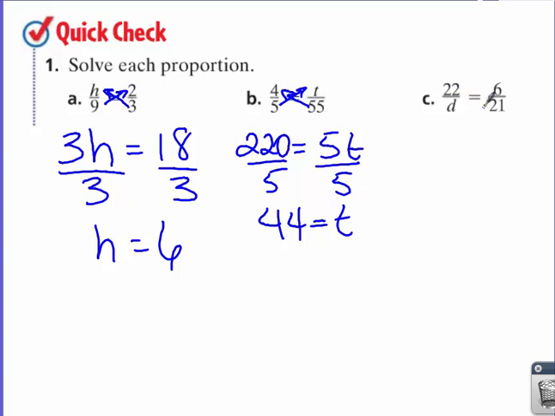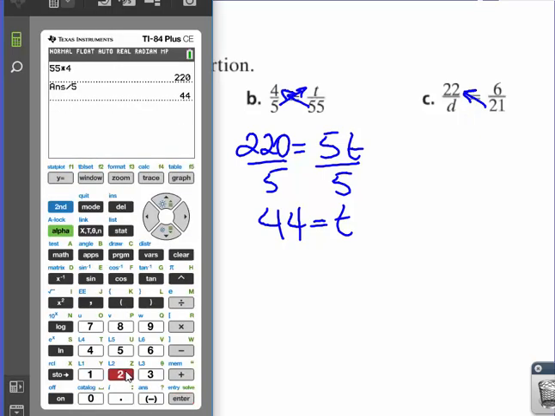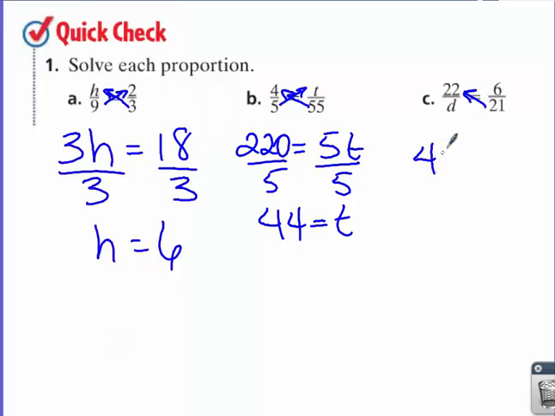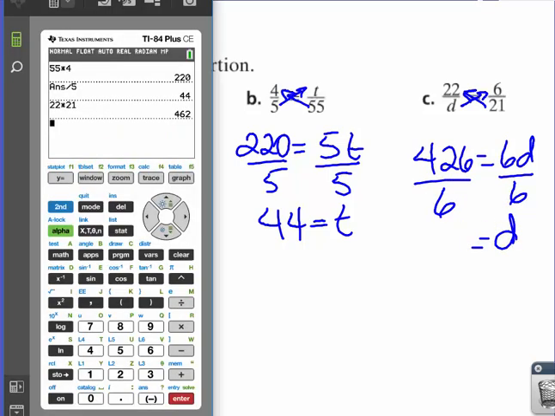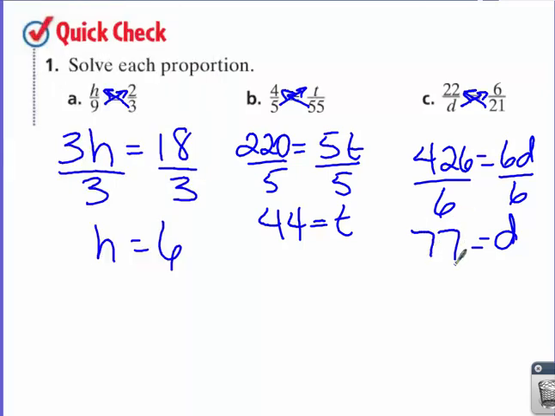So I'm going to cross multiply the 21 and the 22. Again, I'm going to get my calculator out. 22 times 21 gives us 462 is equal to, and now d times 6 gives us 6d. Divide both sides by 6, and d is equal to, I'll get my calculator back out, 462 divided by 6 gives me 77 as my answer.